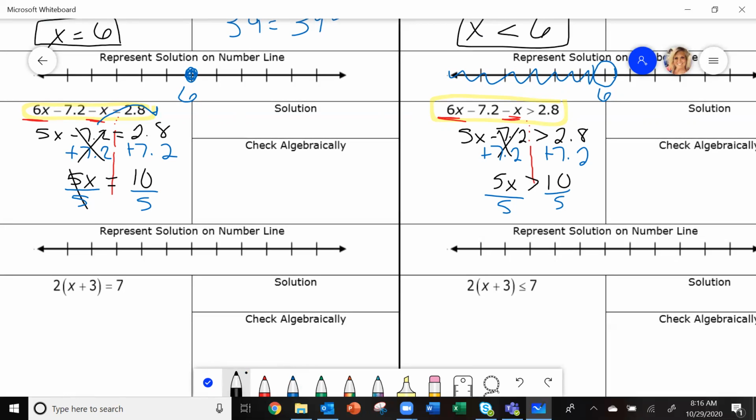I get x equals 2. That's your solution. Over here on the inequality, I'm going to have x is greater than 2 is what you should have come up with.